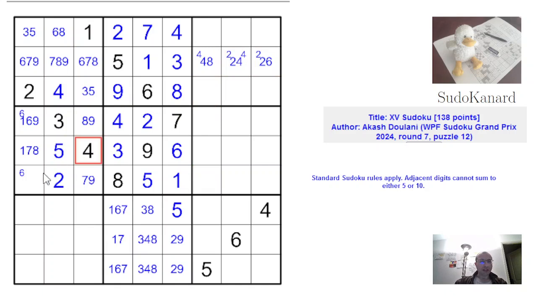Something else I'm seeing. 4 on this row can't be here. It can't be next to the 1, so that's a 4. Well, that was almost scripted. So that is a 2, that is a 6, that is not 8, so that's a 4. 6 is not here, 6 is there.